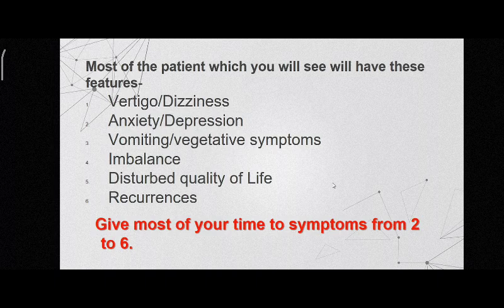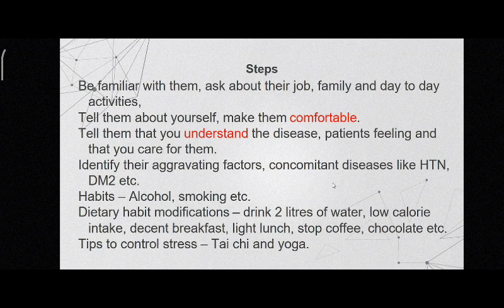Most of your patients will be suffering from these features. First one is vertigo or dizziness, then anxiety or depression, vomiting and other vegetative symptoms, imbalance, disturbed quality of life, and recurrence. Give most of your time to symptoms 2 to 6, like anxiety, vomiting, imbalance, disturbed quality of life, and how to handle the recurrences part.